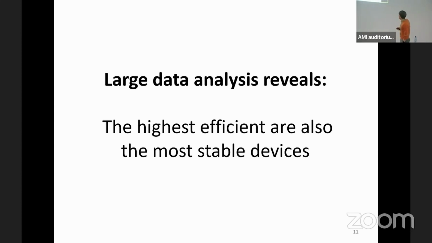And then there's the second point. By looking at this bunch of data collected over 3 or 4 years now, thousands and thousands of MPP traces from different devices, we arrived at a probably trivial conclusion: the highest efficiency devices are also the most stable devices. I don't know how obvious this was to you. It was not to me. I was thinking the opposite, in reality.